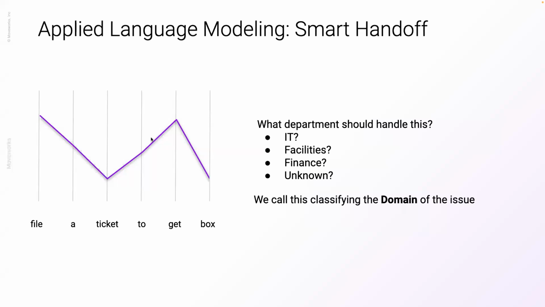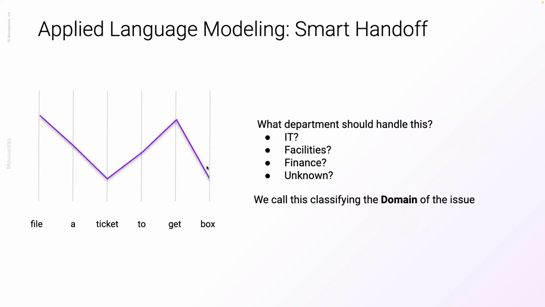One example of doing this in Moveworks Bot is smart handoff. For example, given some utterance, like "file a ticket to get Box," we have to answer the question: which department should handle this if, for example, the forms we offer or the automations we offer do not resolve it, or they click "get help" to get human help? Should this be handled by IT? Should this be handled by facilities, finance, or do we not know? And should we offer the user all of the options? We call this classifying the domain of the issue. Is this an IT domain issue, facilities domain, finance domain, etc.?